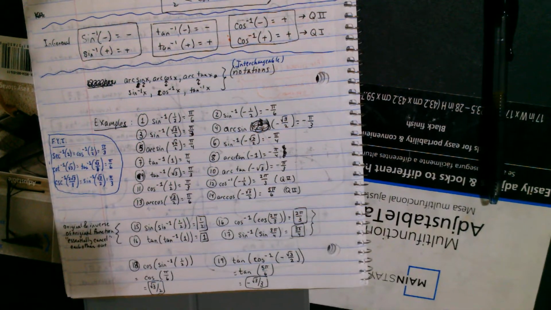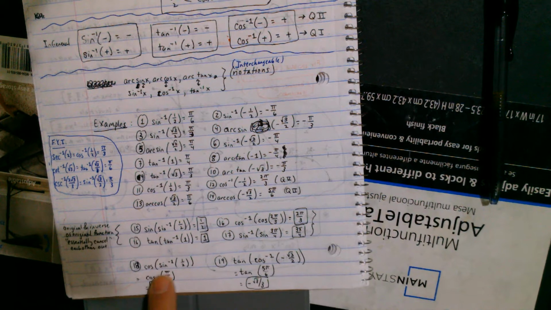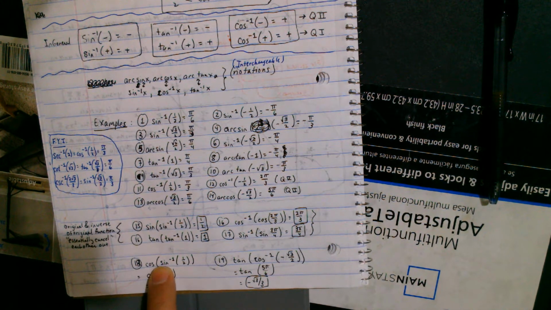Original and inverse. The original and the inverse cancel each other. And then down here, these two. Now, what if they're not? What if it's not cosine and cosine inverse? What if it's not sine and sine inverse? Well, the idea here is you work your way inside out.